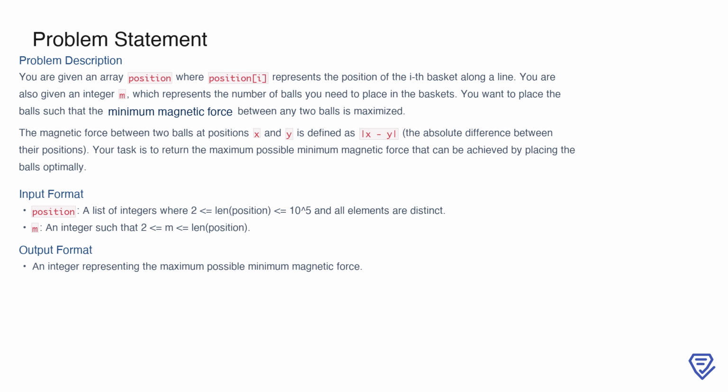Now, the magnetic force between two balls placed at positions x and y is defined as the absolute difference of their positions, that is, |x - y|. Your task is to compute and return the maximum possible value of this minimum magnetic force by placing the balls optimally. For example, if there are 5 baskets, you need to determine how to distribute the balls in those baskets to maximize the smallest distance between any two balls. The constraints ensure that the problem stays computationally feasible even for large input sizes, and the output will be a single integer, which is the maximum minimum magnetic force achievable.